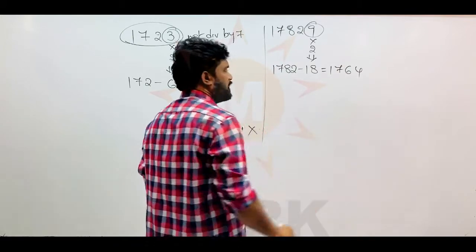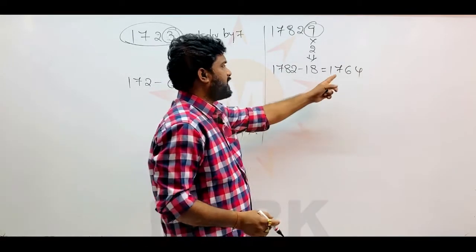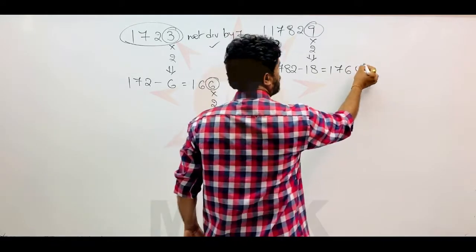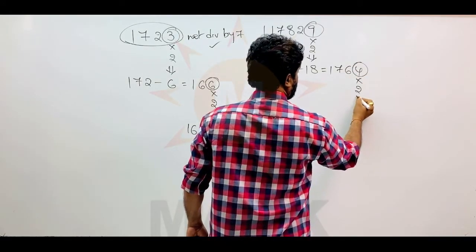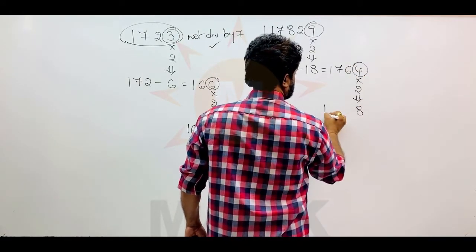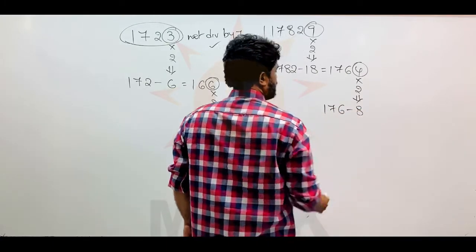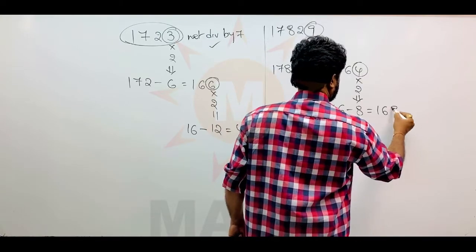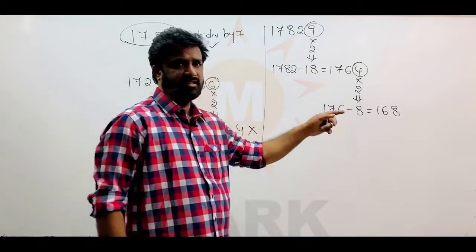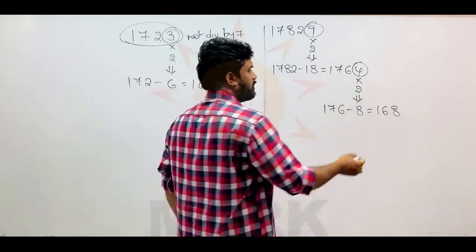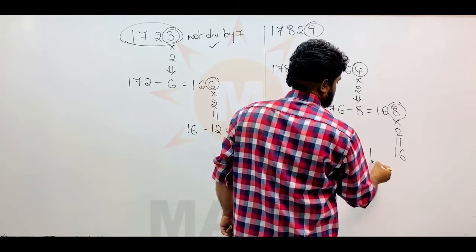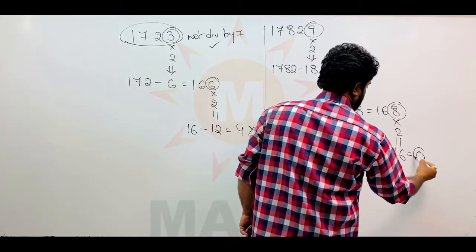Suppose you are not confident enough to check whether this number is divisible by 7 or not, you can continue this process. So 4 into 2 will give 8. So 176 minus 8. 176 minus 8 is equal to how much? That is 168. Here itself I can say 168 is divisible by 7. But still, for my confirmation, 8 into 2 is 16. So 16 minus 16 is equal to 0. Yes, 0 we are getting.